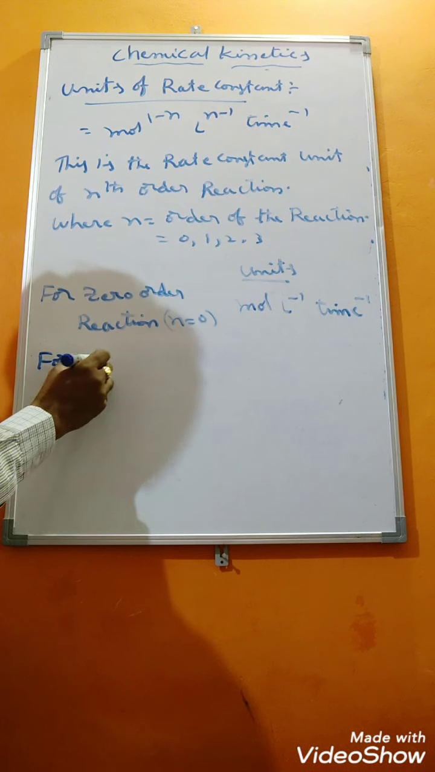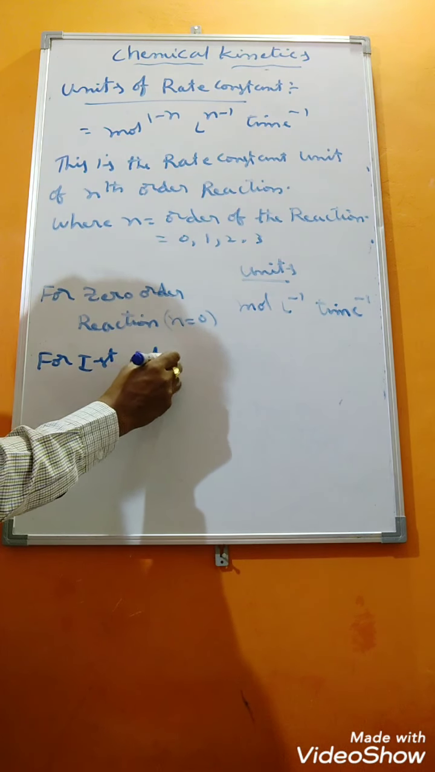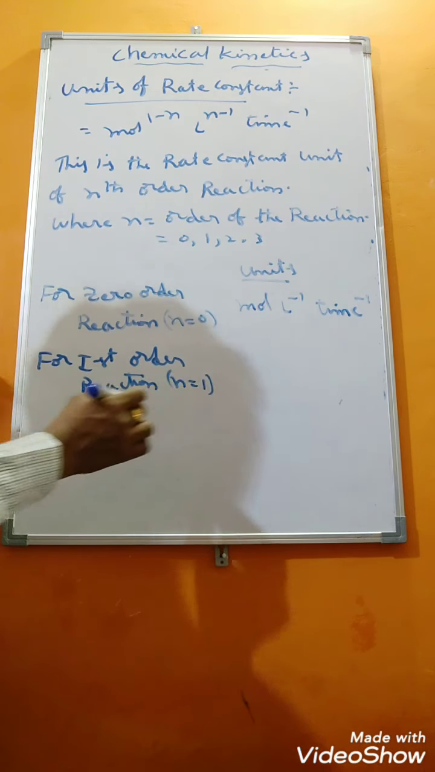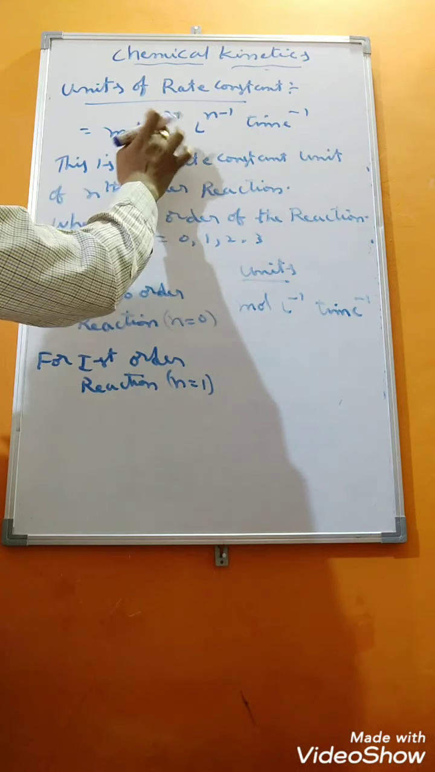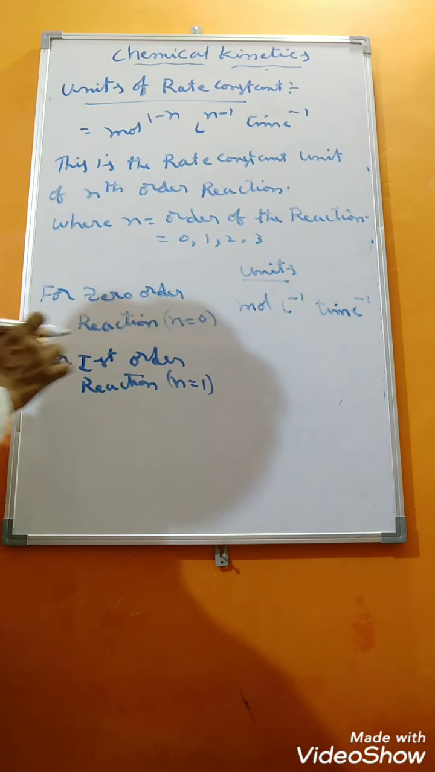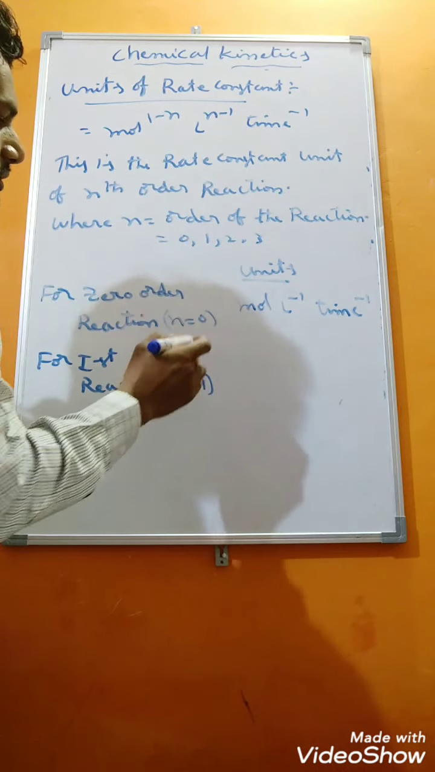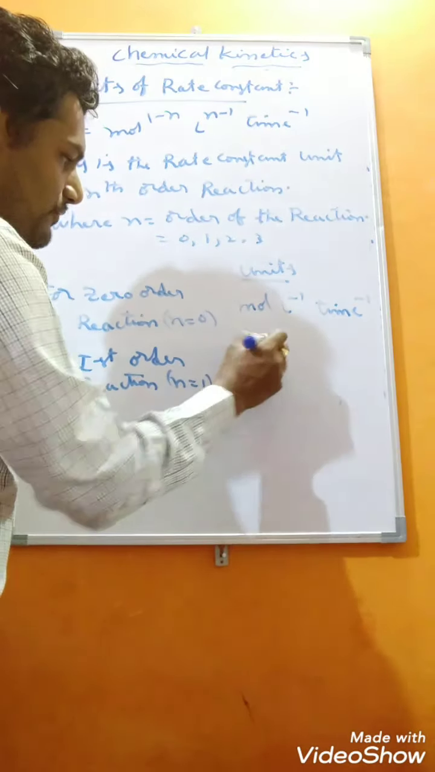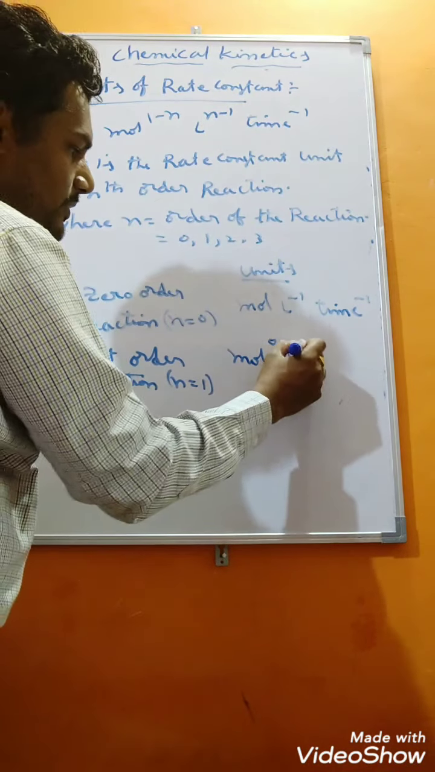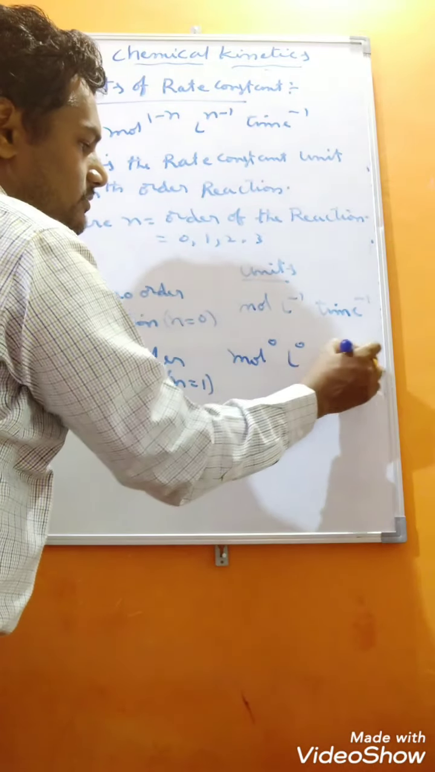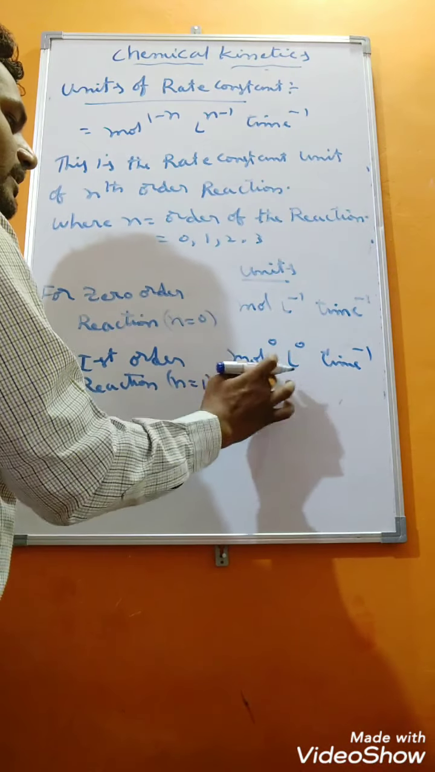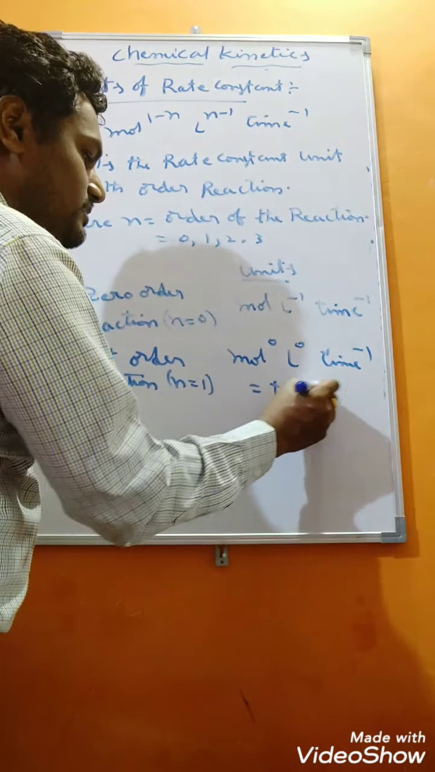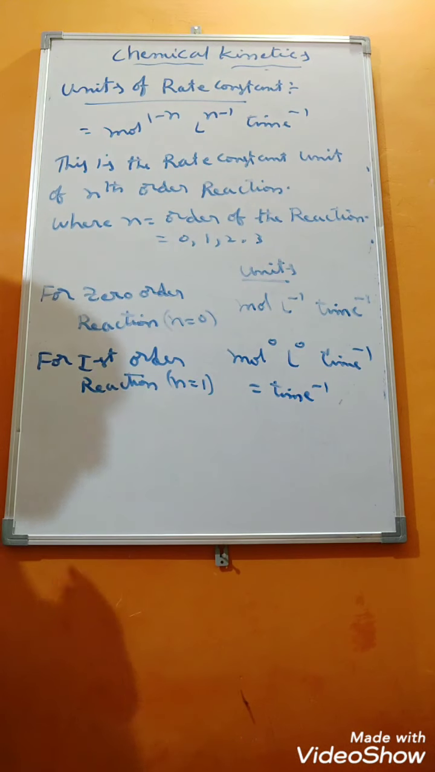Now you take first order reaction. For first order reaction, n equals 1. Substitute n equals 1 in the nth order rate constant unit. N equals 1 means 1 minus 1, 0. Mole power 0, anything power 0 is 1. Here also 1 minus 1, liter power 0, time inverse. Anything power 0 is 1, 1 into 1 is 1 only, 1 into time inverse. So time inverse is what we have got in case of first order reaction.